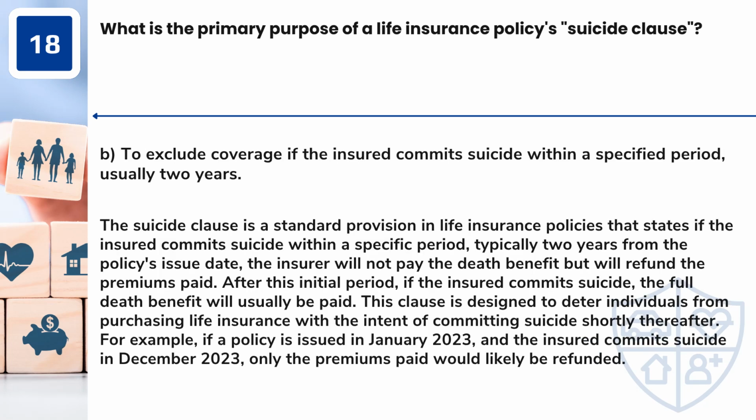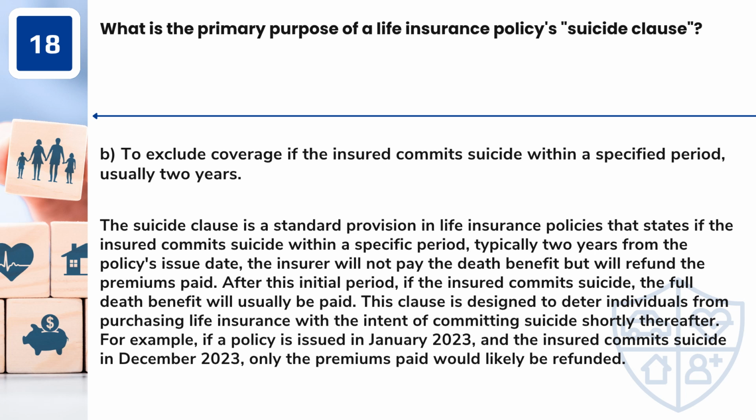Answer: B. To exclude coverage if the insured commits suicide within a specified period, usually 2 years. The suicide clause is a standard provision in life insurance policies that states if the insured commits suicide within a specific period, typically 2 years from the policy's issue date, the insurer will not pay the death benefit but will refund the premiums paid. After this initial period, if the insured commits suicide, the full death benefit will usually be paid. This clause is designed to deter individuals from purchasing life insurance with the intent of committing suicide shortly thereafter.